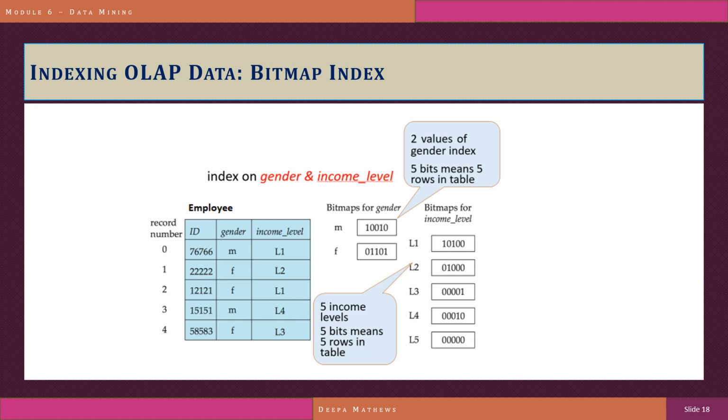Okay, then when we look into the bitmap index for the income level, we can see that 4 distinct income levels are there: L1, L2, L3 and L4. For L1, it is there for record number 0 as well as record number 2, and so the corresponding bits are set to 1 and all the remaining bits are set to 0. Then similarly for L4, only record number 3 is having L4. So the second last bit is set to 1 and all the other bits are set to 0. Similarly, we can calculate the values for L2 as well as L3.